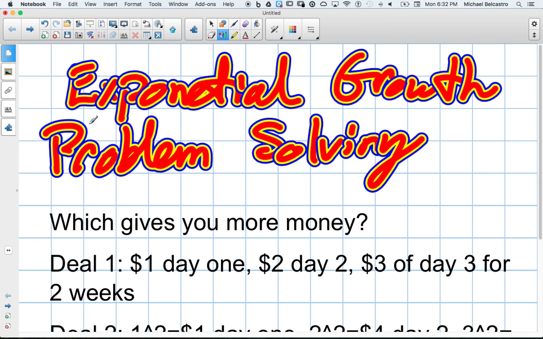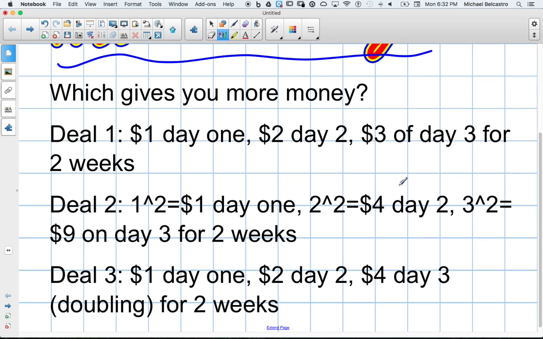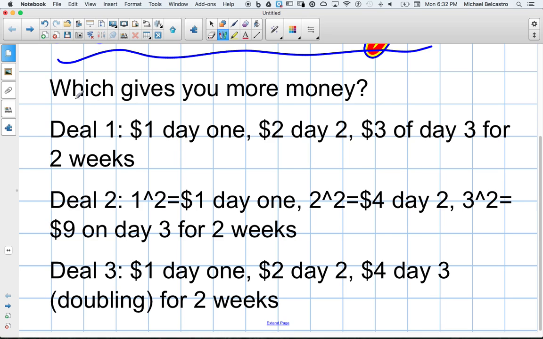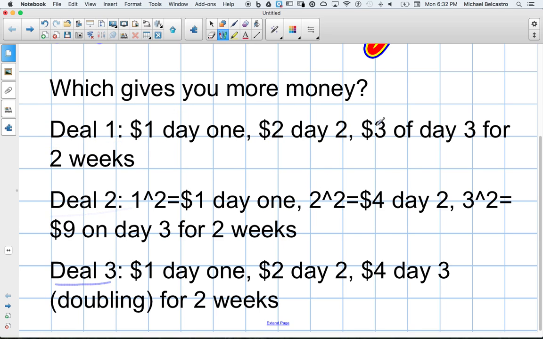So we're going to look at specifically exponential growth and the sum of that. Essentially, this is a problem-solving question. So we try to summarize the question that was given. It says, which gives you more money? And you have the options to take deal 1, 2, or 3, and you have to decide which of these is best. Obviously, if you want more money, then you choose which gives you the most. If you prefer having very little money, whatever your preference is, who cares?